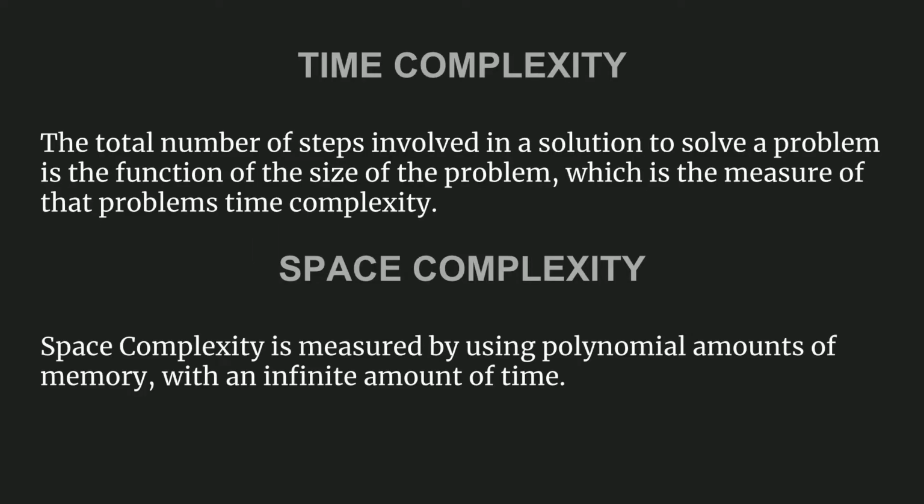So what is time complexity? The total number of steps involved in a solution to solve a problem is a function of the size of the problem, which is the measure of that problem's time complexity, while the space complexity is measured by using polynomial amounts of memory with an infinite amount of time. The difference between the time complexity and space complexity is that space can be reused, and determinism or non-determinism do not affect the space complexity.